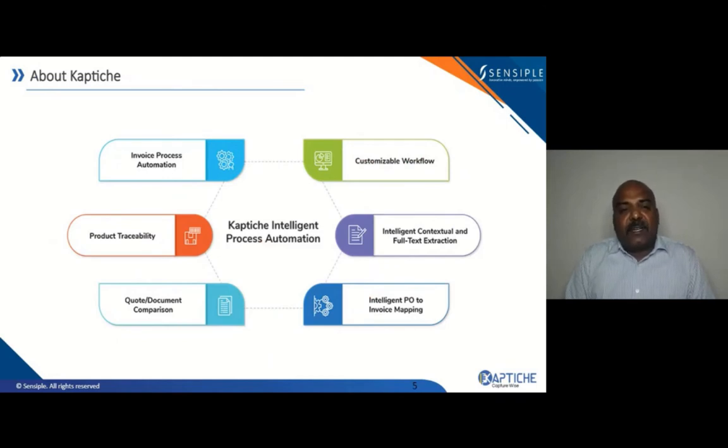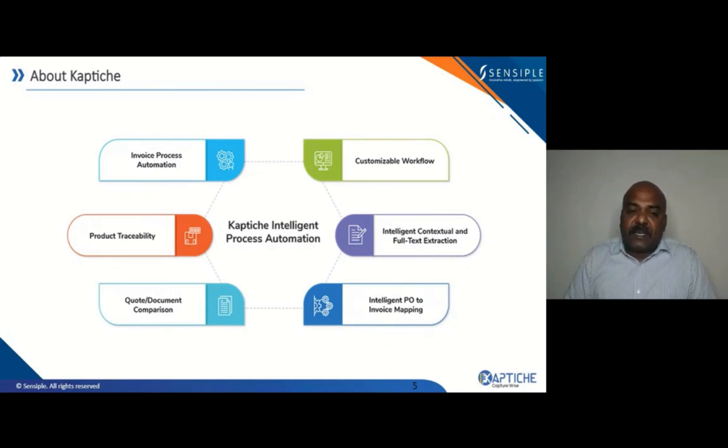Kaptiche, as I mentioned earlier, is an intelligent process automation software which helps us eliminate mundane tasks and also increase productivity. Kaptiche is a SaaS-based solution hosted in AWS Cloud, and it uses both RPA and artificial intelligence-based automation. Kaptiche is customizable. It has a customizable workflow, and we can customize it based on the customer's needs and wants with its tailor-made approach.